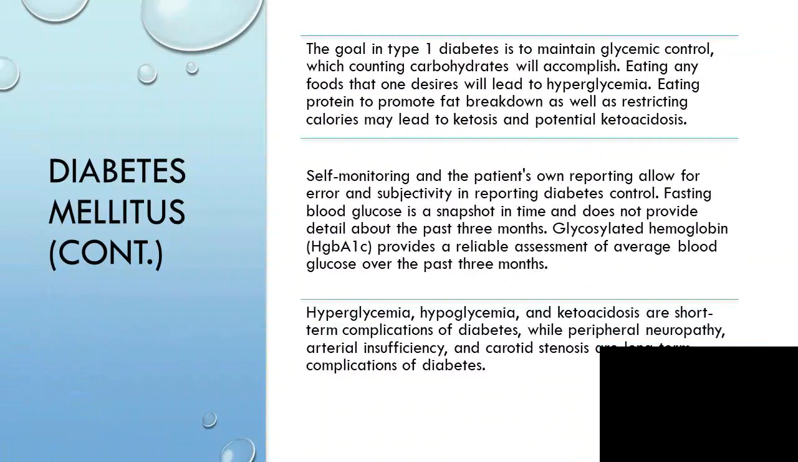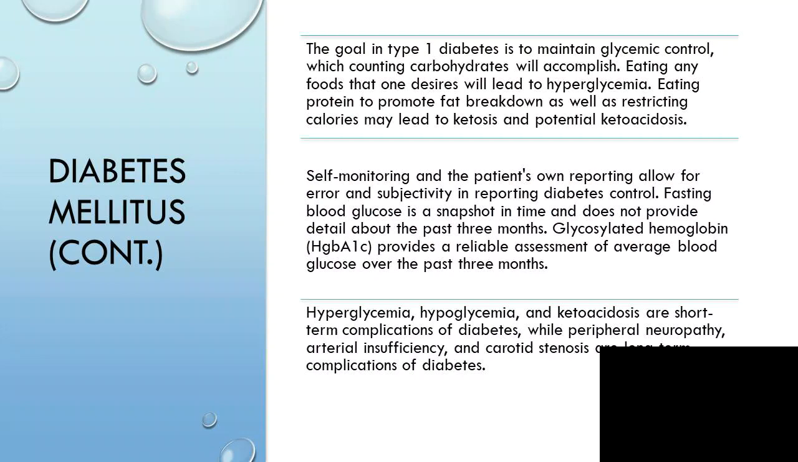The goal in type 1 diabetes is to maintain glycemic control. A lot of times how we do that is we encourage patients to count carbohydrates. Eating any food that they desire is going to lead to hyperglycemia, so they really do need to monitor their intake. However, eating only protein to promote fat breakdown, as well as restricting calories, can lead to ketosis and potential ketoacidosis. So we want to protect our type 1s from that. The new keto diet that's popular right now is probably not a good idea for them.